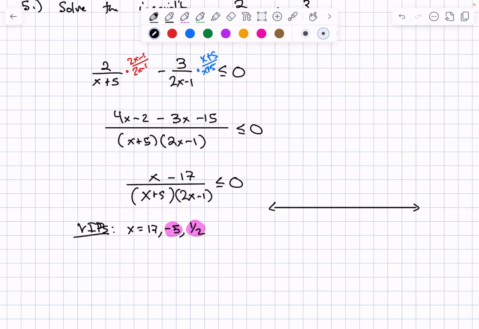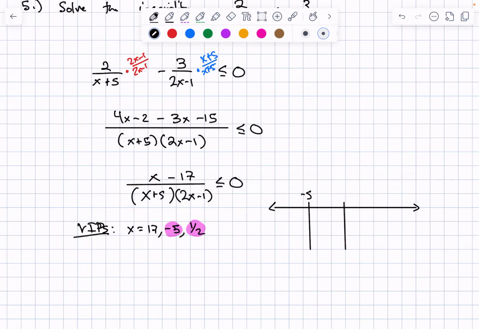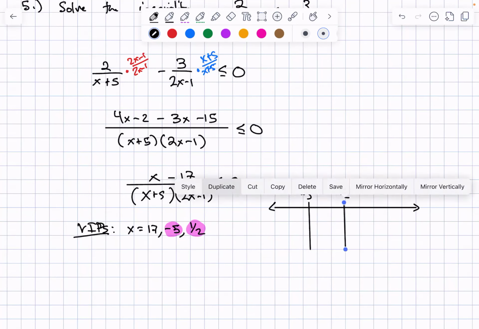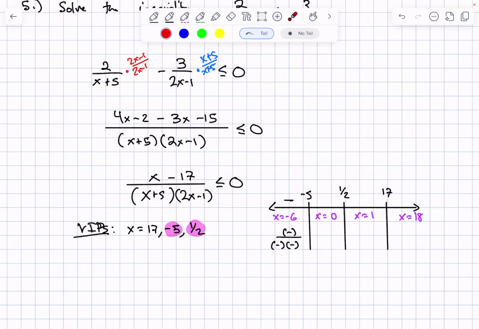So looking at this, let's plot -5, positive 1/2, and 17. And we'll pick some test values. X equals -6, X equals 0, X equals 1, and X equals 18. But you can use whatever numbers you want inside each interval. If we plug in -6, we'll get a negative up top and then a negative times a negative, which is a net negative. And that is going to be a piece that I want because I want to be less than or equal to 0.